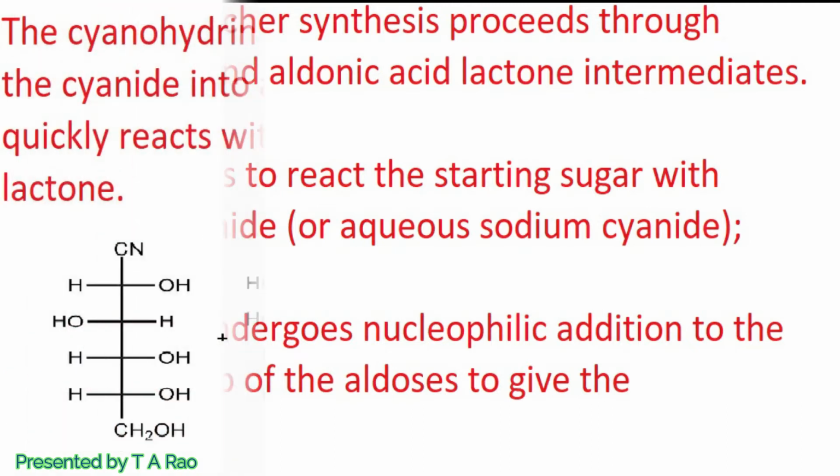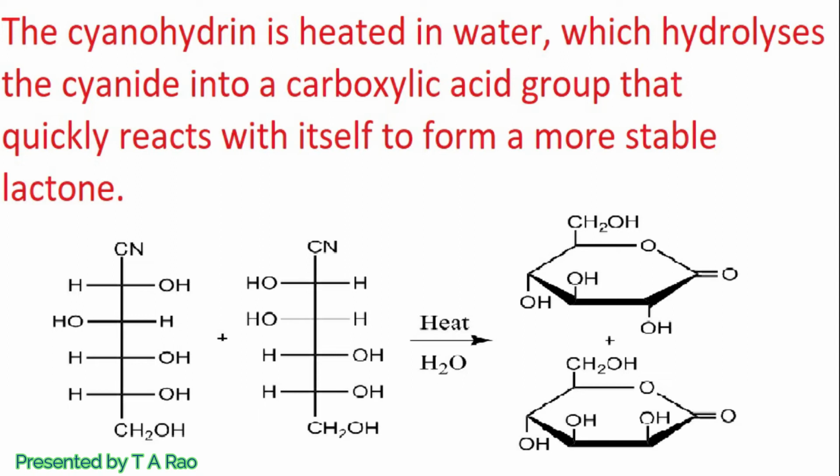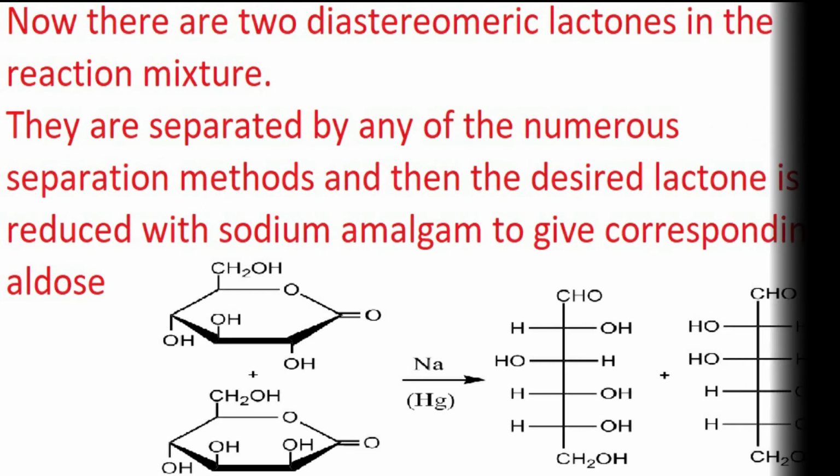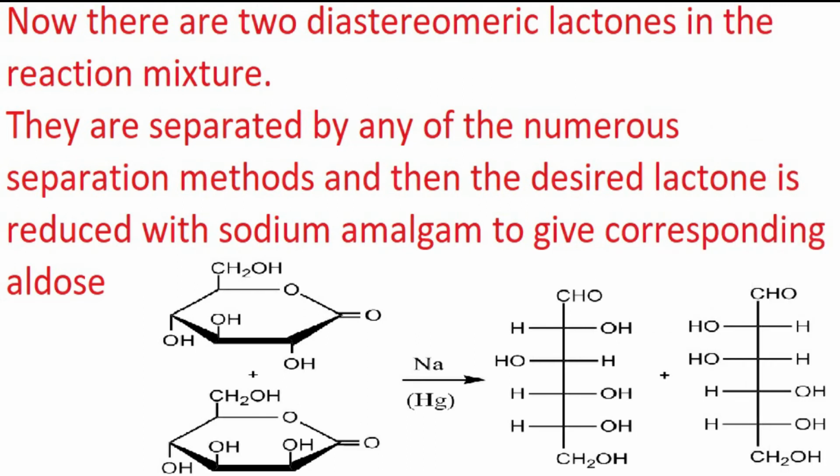The cyanohydrin is heated in water, which hydrolyzes the cyanide into a carboxylic acid group that quickly reacts with itself to form a more stable lactone. Now there are two diastereomeric lactones in the reaction mixture.